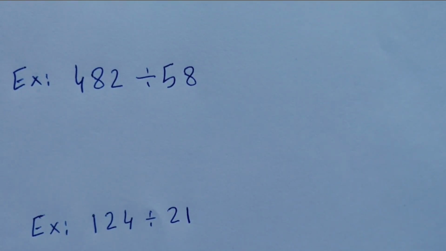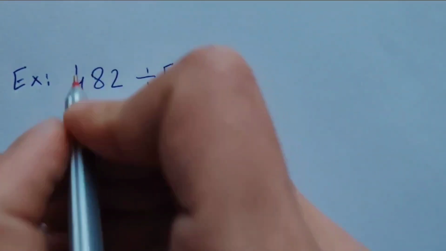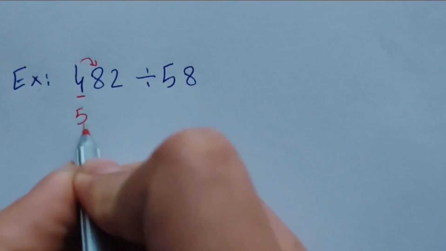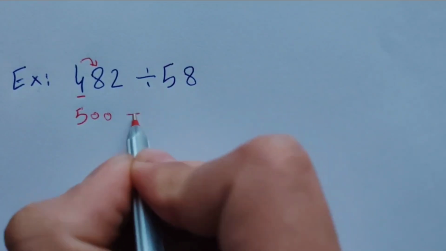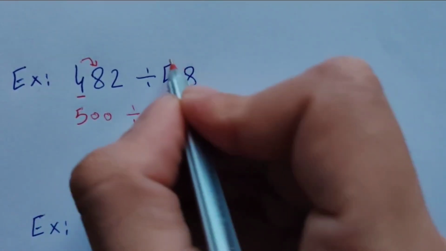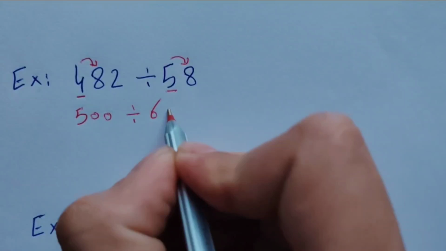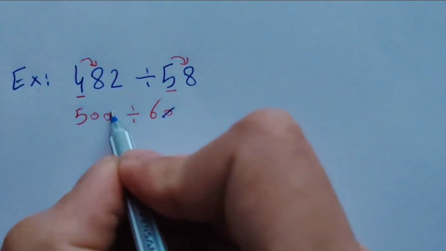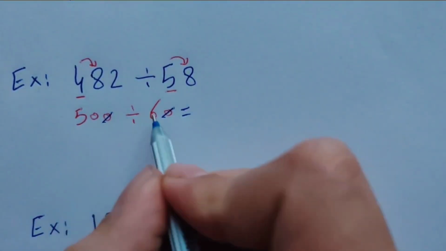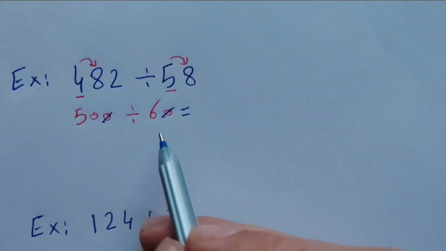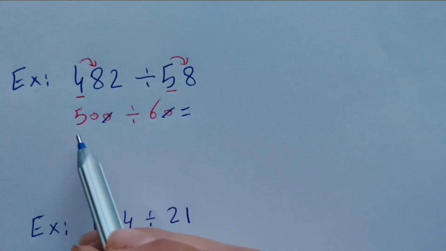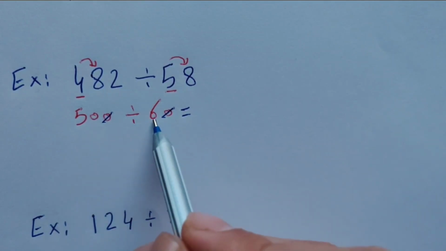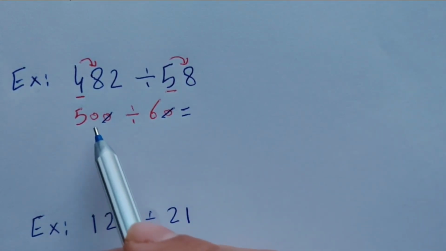This time we still round it. We round it to that, so it will be 500, because we have 8 on the right side, so it will be rounded up, and this one will be 60. Then we cancel the zeros. I'm going to cancel that one with that one. 50 divided by 6. Now, do we have any multiple of 6 that's equal to 50? We don't. We only have 6 times 8, which is 48, and 6 times 9, which is 54. So we don't have 50.